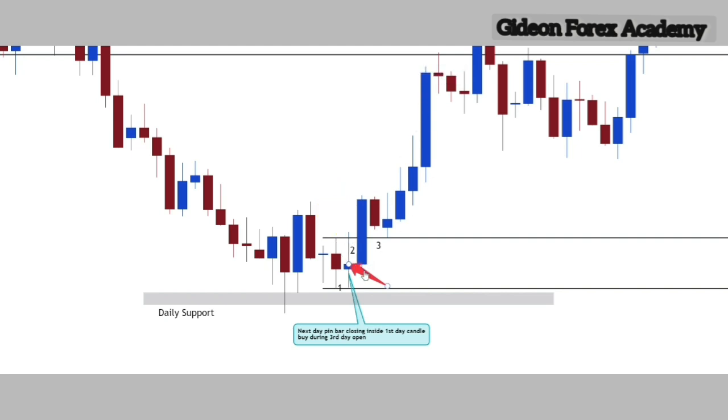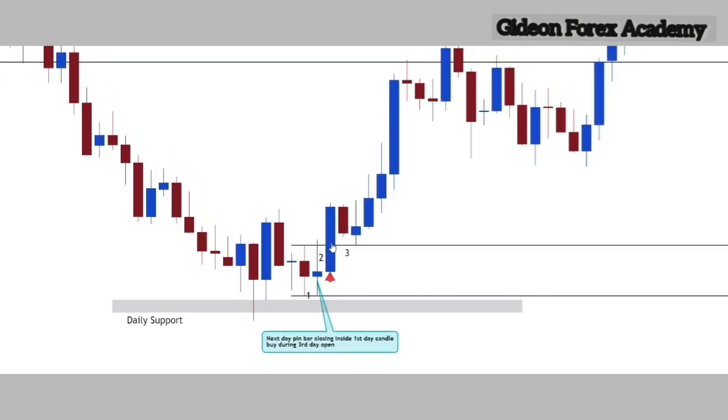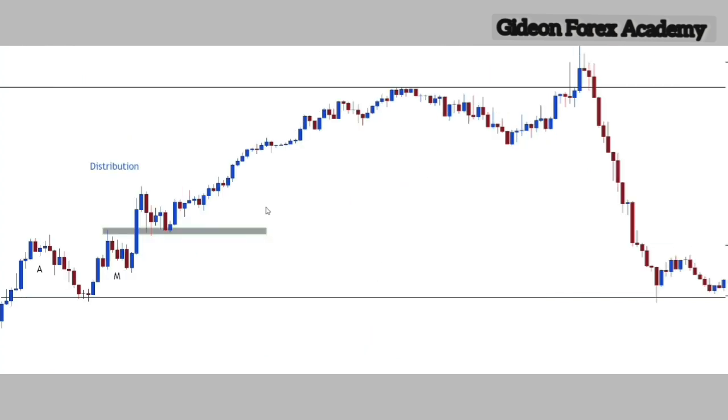So now after the second day candle has closed as a pin bar, on the third day we go to our 15 minutes time frame to take advantage of the move upwards, because now at a daily support we have seen a reaction and we have seen a pin bar indicating the possible move to the upside. So in the lower time frame of 15 minutes, we are looking for a buy now.